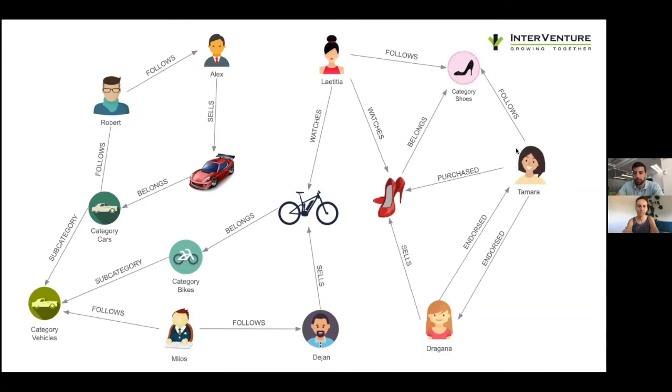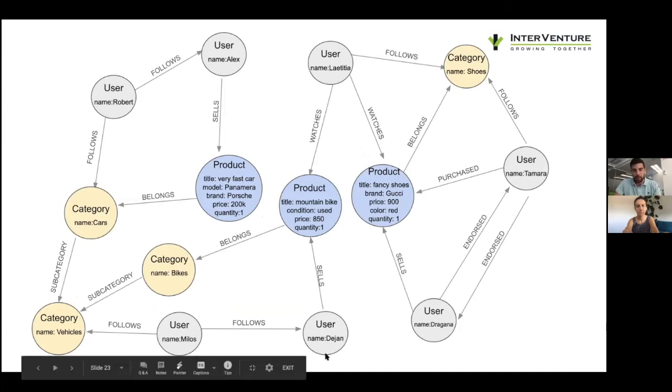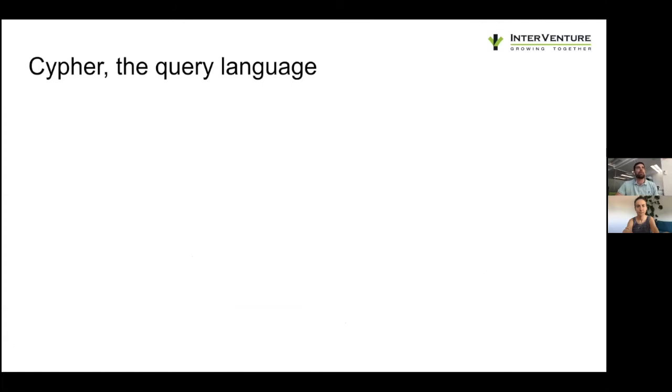So if we now move this chart to GraphDB notation, it would look something like this. So we would have these nodes, their properties, they're all labeled, and they have relations between them. So I will now start building this. But before we start this, I need just to show you some basics of the query language that we're going to use. It's called Cypher.